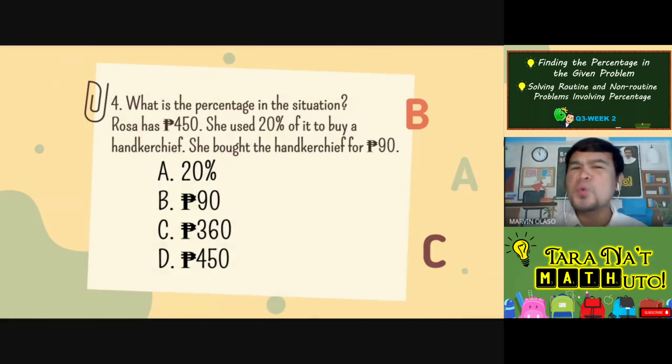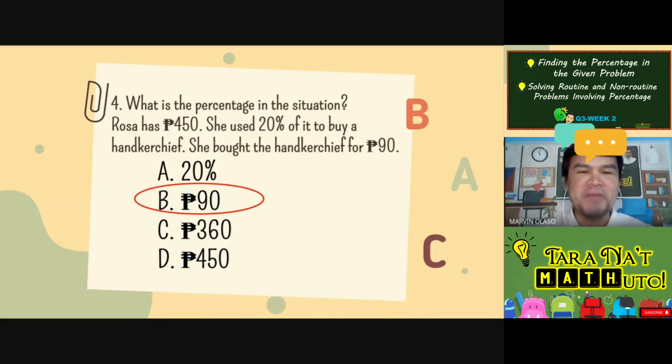Number 4, what is the percentage in the situation? Rosa has 450 pesos. She used 20% of it to buy a handkerchief. She bought the handkerchief for 90 pesos. The answer is letter B, 90 pesos.